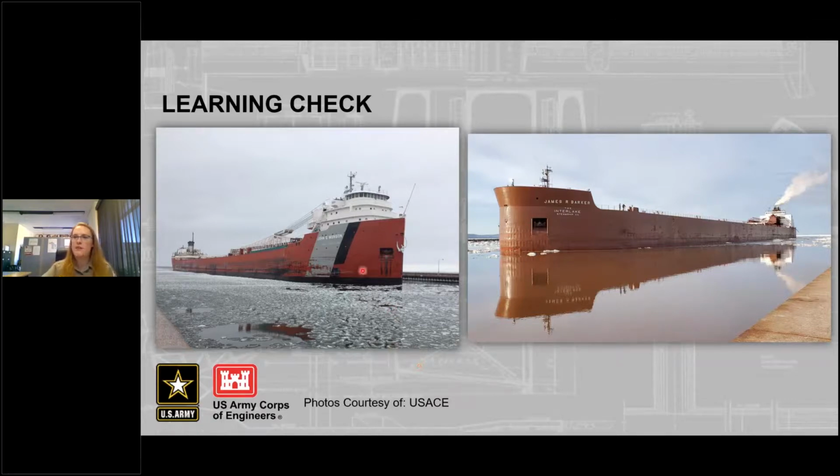So here on the left, we have the John G. Munson. She's got a pointed bow, the pilot house at the bow, and more stern superstructure and engine at the stern. And then the James R. Barker with the pilot house and everything at the rear. So the two general types of vessels that we see today are classic and modern Lakers.